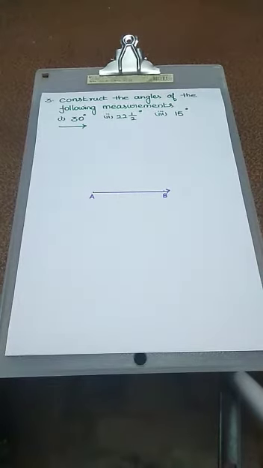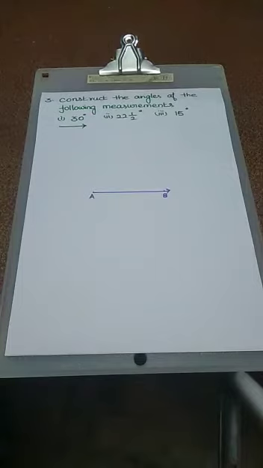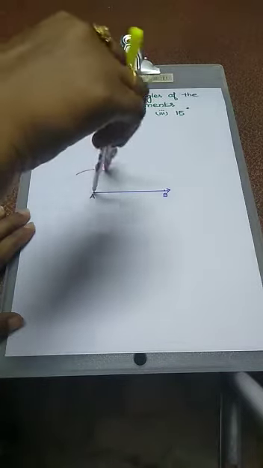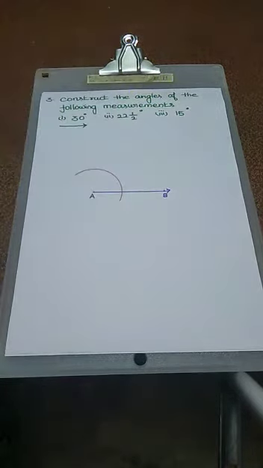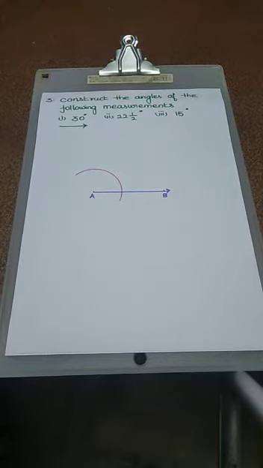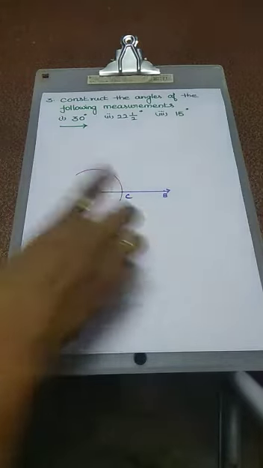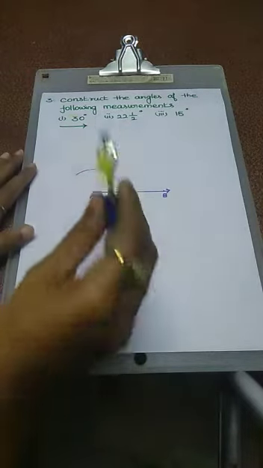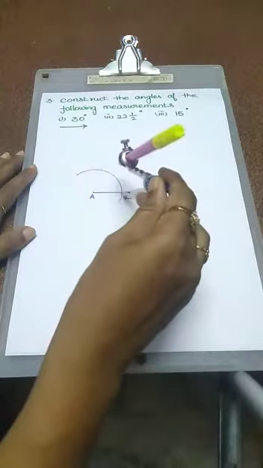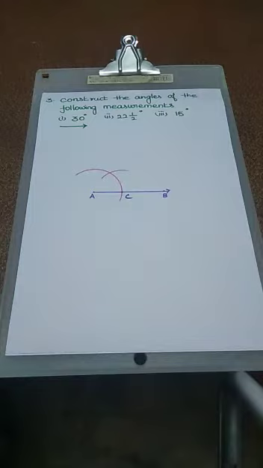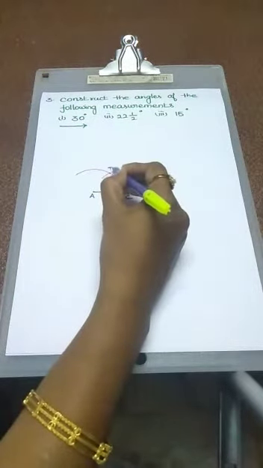This is first step. Second step, taking A as center and some suitable radius, draw an arc which intersects AB at C. This arc intersects AB at C. We get some intersecting point now. In this point, the same radius only we have to use. Again with C as center, draw another arc. This intersecting point is D.